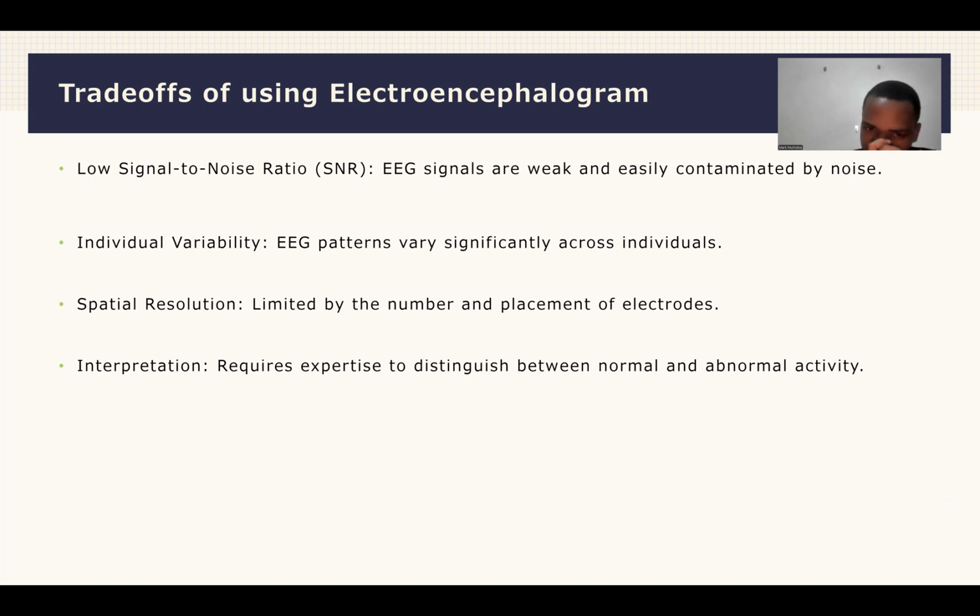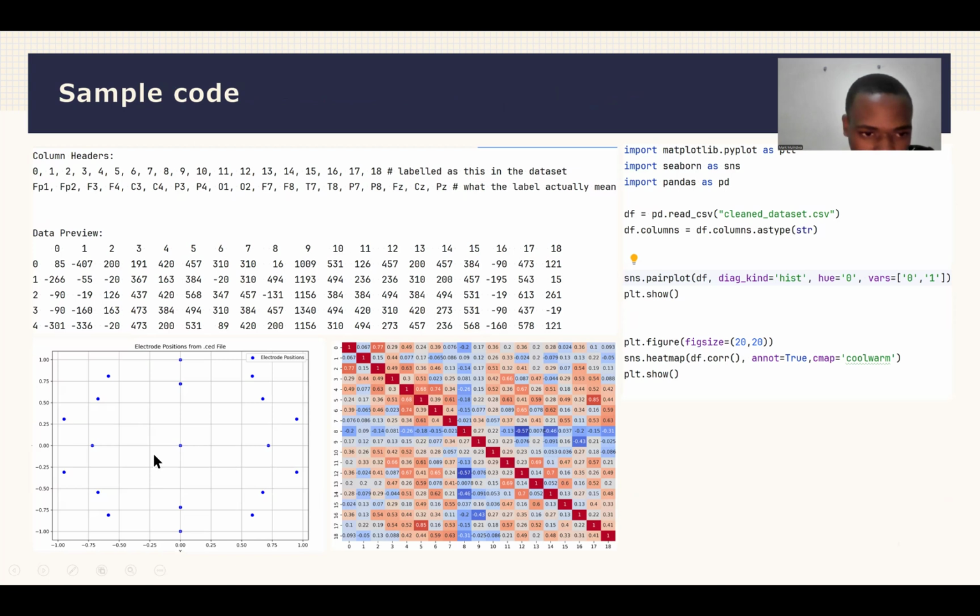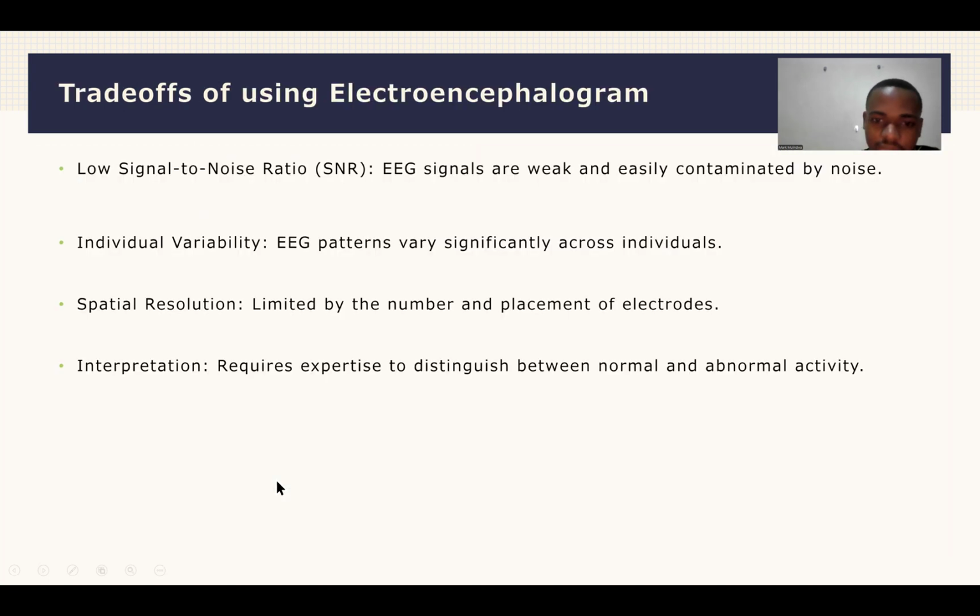Then spatial resolution. This is limited by the number and placement of electrodes. So you saw here, this placement of electrodes generates something. If you had more or less, it'd be different. EEG records brain activity at the scalp level, but it lacks deep brain resolution. Unlike MRI or MEG, EEG cannot precisely locate neural activity inside the brain.